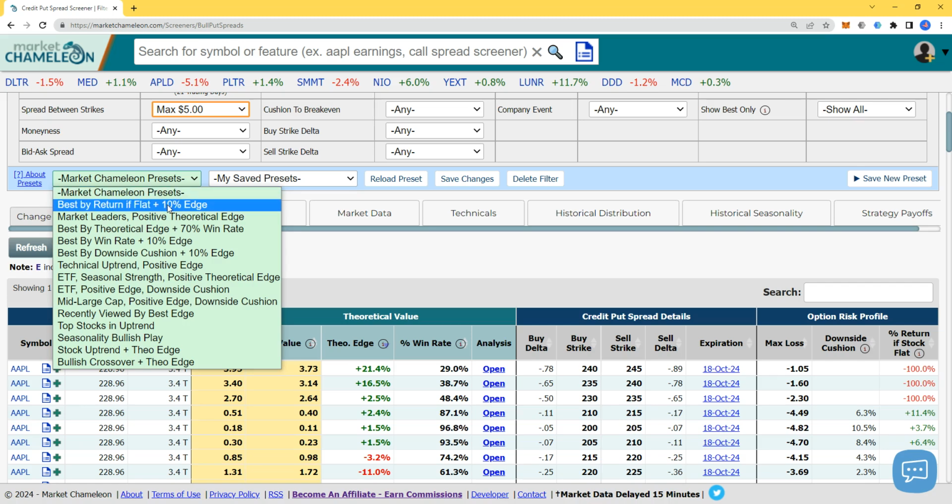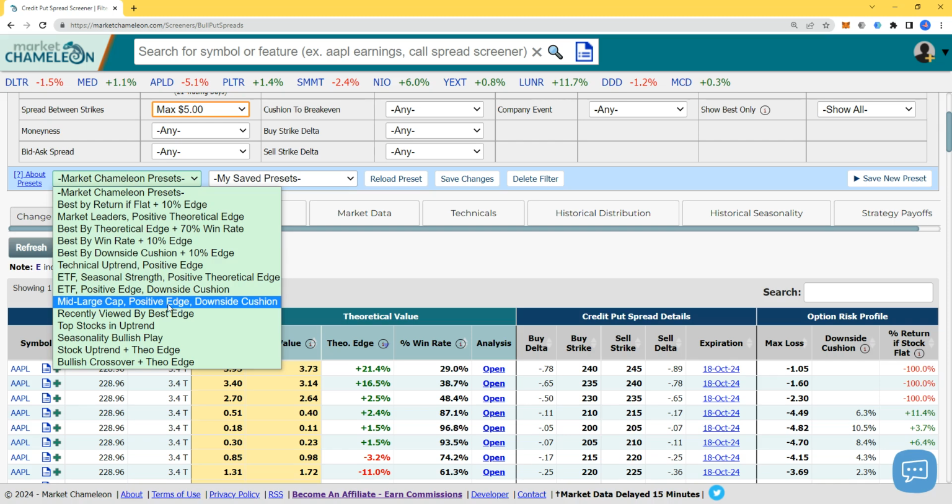We got best return if flat. I'm looking for, this is something good, market leaders plus positive theoretical edge. Let's see if there's anything else. With market leaders, technical uptrend, ETF is also good, but it's not for specific stocks. Mid to large cap, this is interesting, with positive edge and a downside cushion.